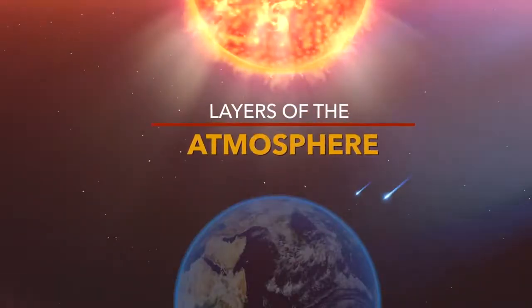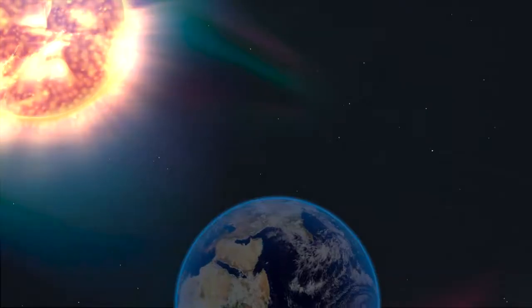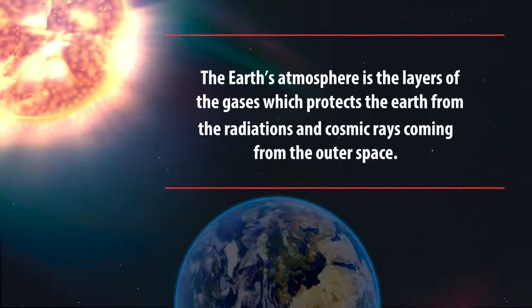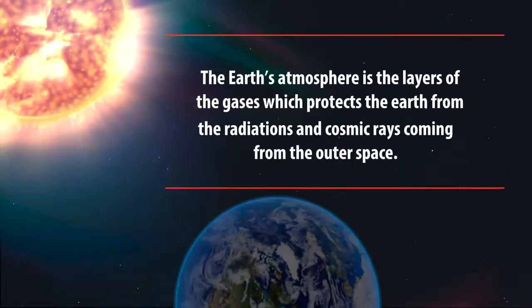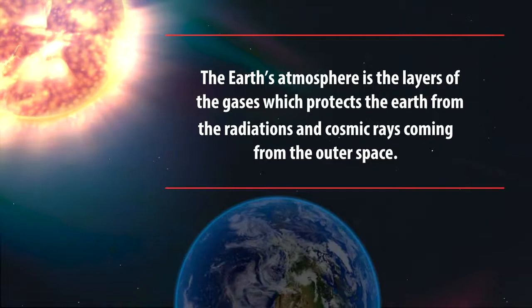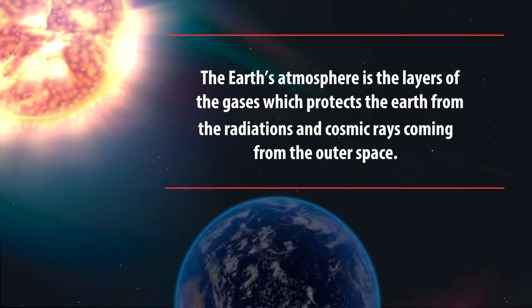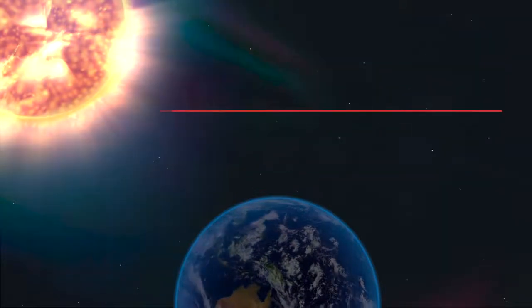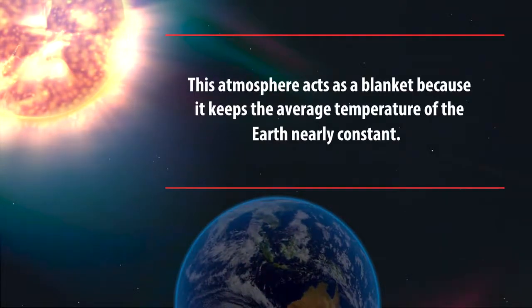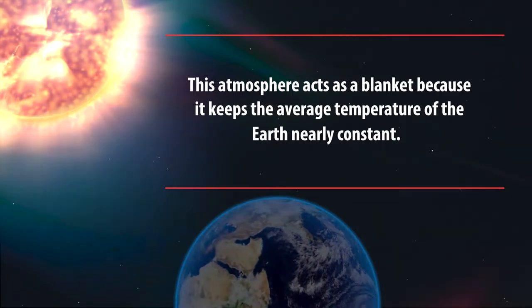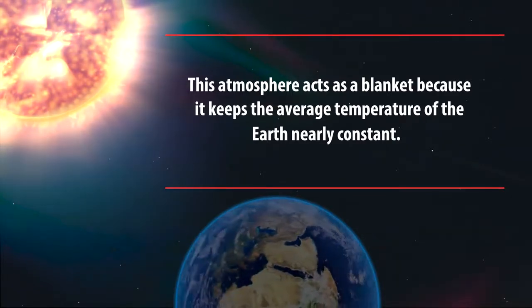Layers of the atmosphere. The Earth's atmosphere is the layers of gases which protects the Earth from the radiations and cosmic rays coming from outer space. This atmosphere acts as a blanket because it keeps the average temperature of the Earth nearly constant.